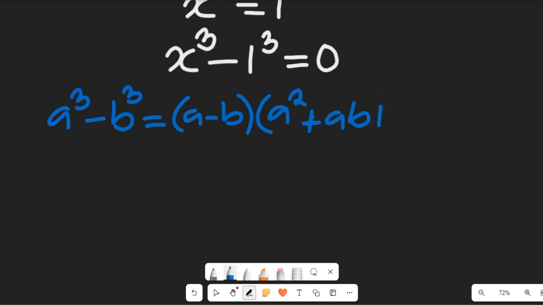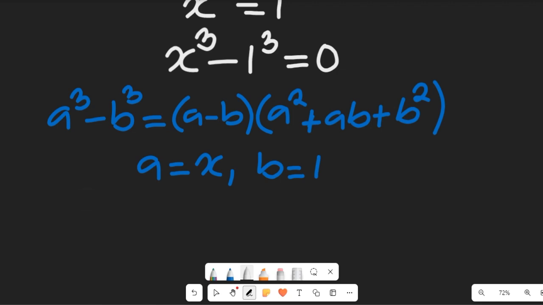Plus b squared, right? Because I have a negative sign tying the two. So if you remember this expression, you come to see that a is equal to x from our solution, and then our b is equal to 1. Now let's apply that to our solution.